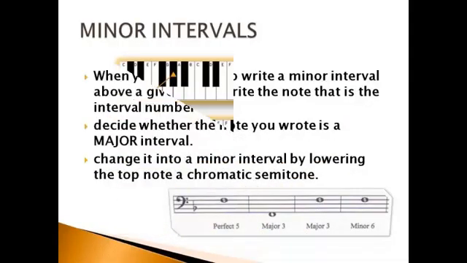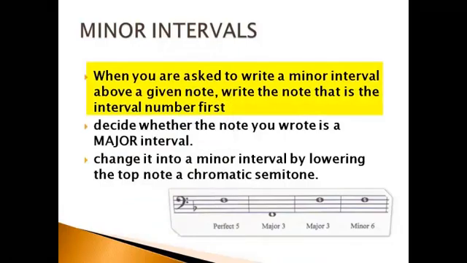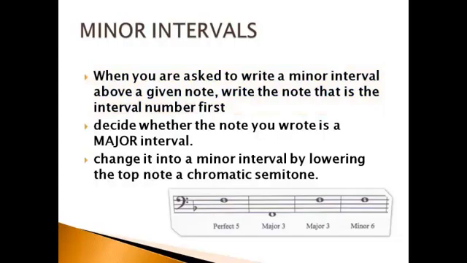When you're asked to write a minor interval above a given note, the first thing you're going to do is write the note that is the interval number first. So if it's a third or a fifth or whatever the interval is, write that note first. Then decide whether the note that you wrote is a major interval. If it's a major interval, then you're going to change it to a minor interval by lowering that top note by a chromatic semitone.